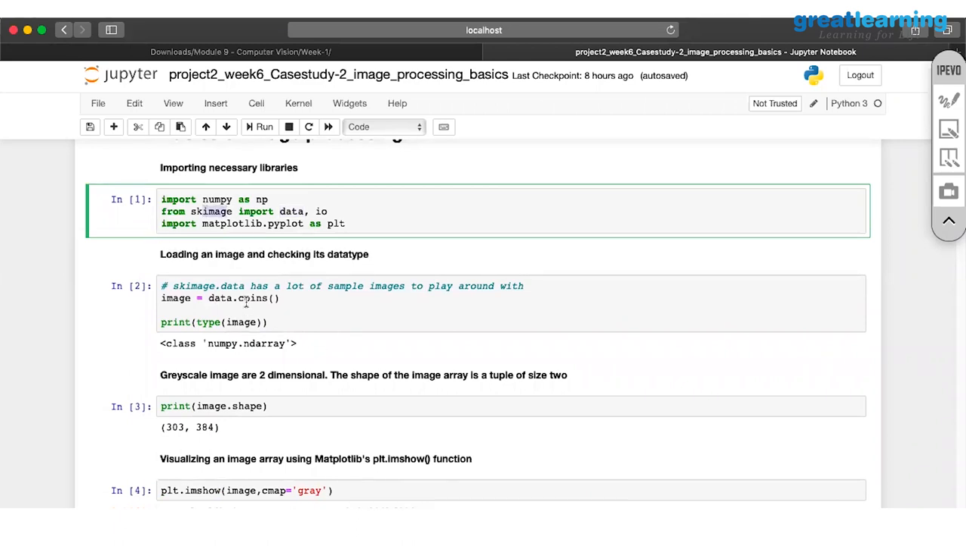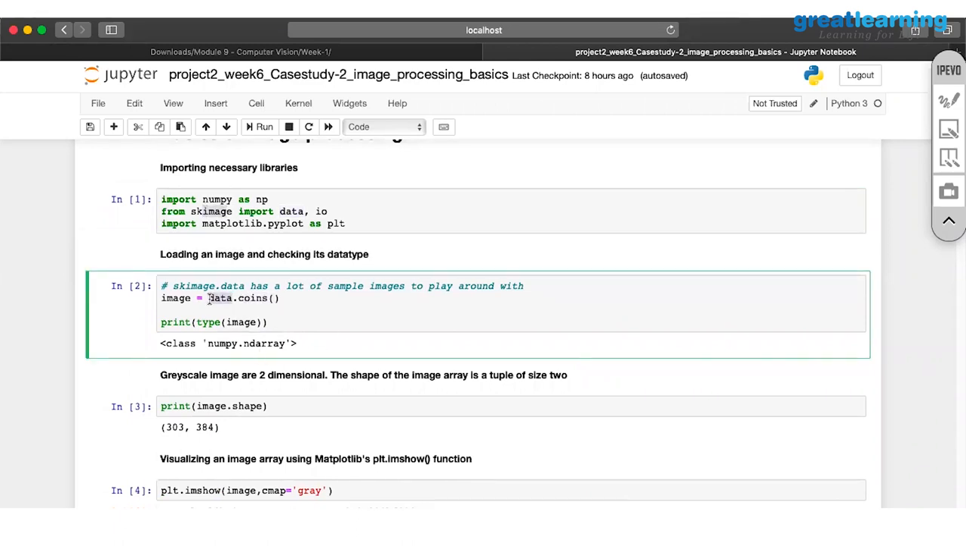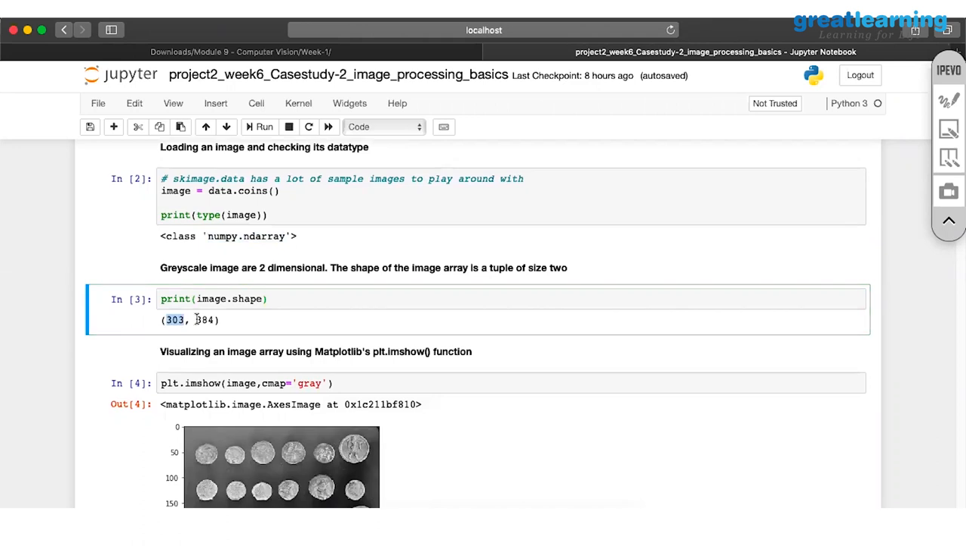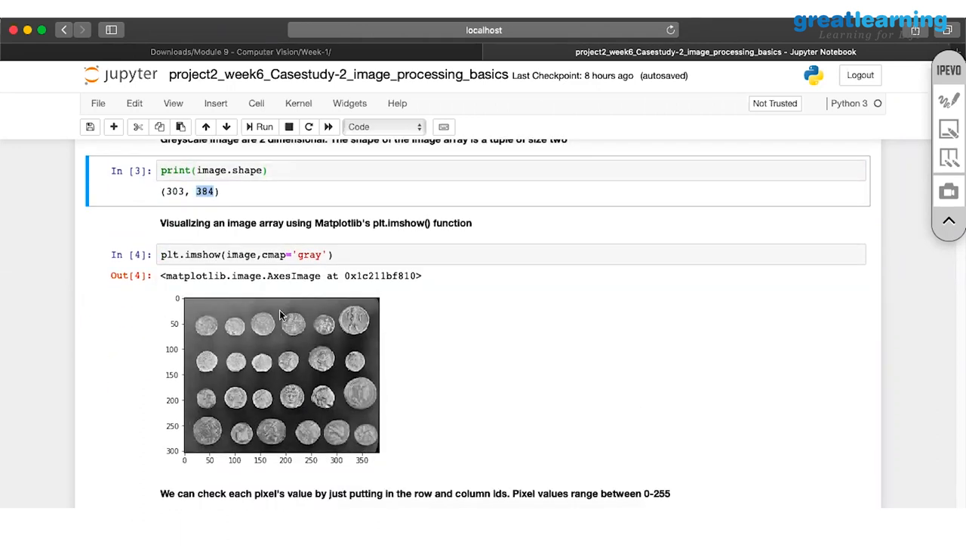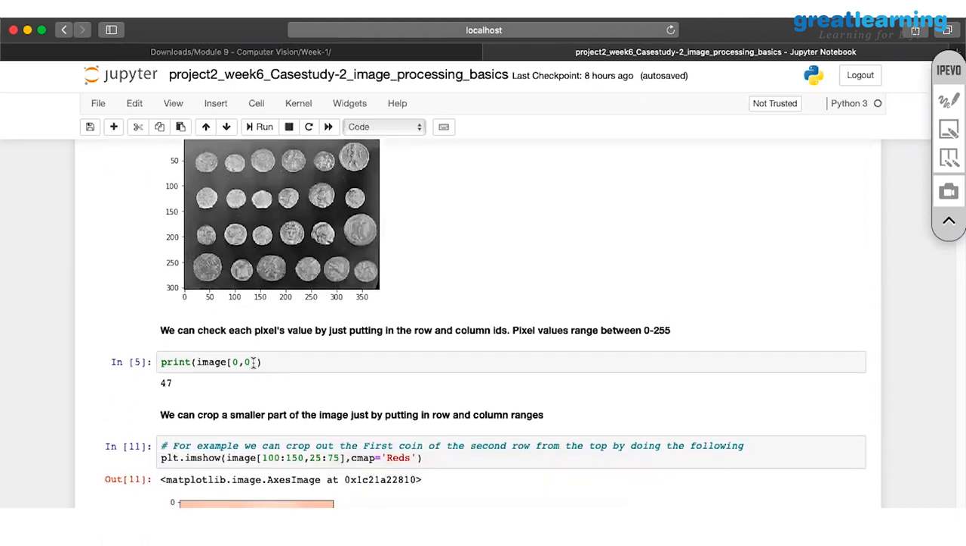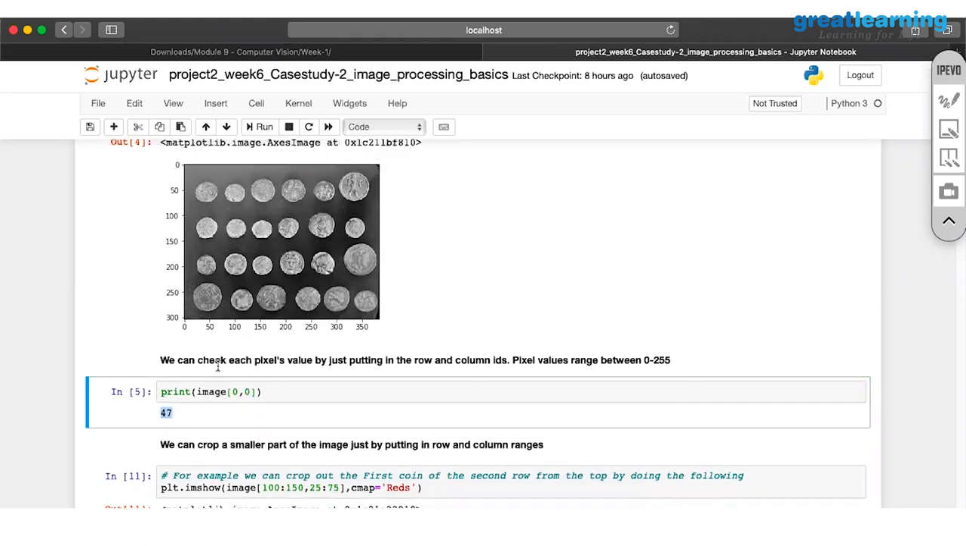One of them is the coins data, so I just have to call the coins data, push it onto image, and find the type of it. Usually it is a NumPy array, because if you remember, I just said images are nothing but a matrix of numbers. If you want to see the shape and size of it, 303 cross 384 is that image, one image. This is how it looks. If you want to play around with it, if you want to see what pixel 0 cross 0 has, it is 47. Yeah, so this is nothing but your 47.